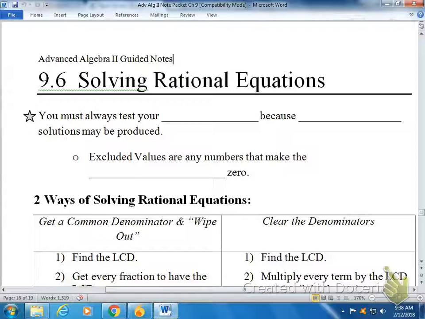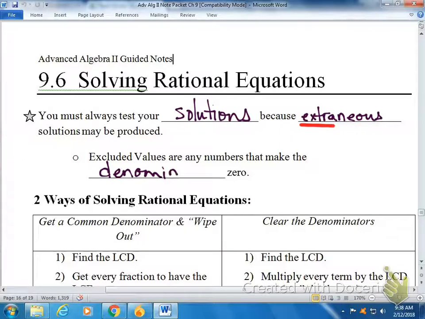So first off, when we take these rational expressions and put an equal sign in between them, you're always going to test your solutions or check your answers, because extraneous solutions may be produced. Extraneous, the word extra is within that. Sometimes you might get a solution that doesn't fit our domain. When we talk about stuff that doesn't fit our domain, we're specifically looking for the values that make our denominator 0. So going back to that vertical asymptote, going back to those graphs, what makes the denominator 0?